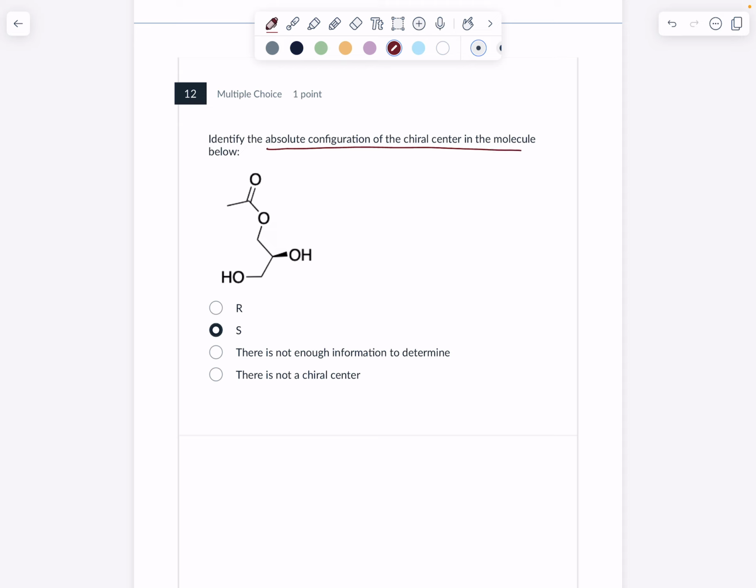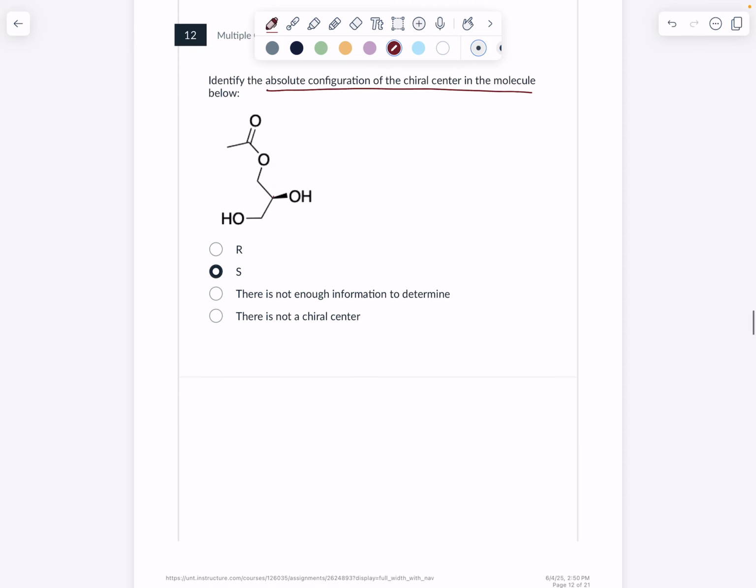Identify the absolute configuration of the chiral center in the molecule below. Okay, so this is our chiral center. It's bonded to a carbon, an oxygen, and another carbon. So the oxygen is definitely priority 1. Now between these 2, this is a little bit tricky because both of these carbons are bonded to 2 hydrogens and then an oxygen. So this carbon is actually the same. So you have to go to the next point of difference, which is the oxygens. One oxygen is bonded to a hydrogen and the other is bonded to another carbon. So this would be priority 2 and this would be priority 3. The hydrogen's implied and pointing away from us. So 1, 2, 3. This is an S configuration.